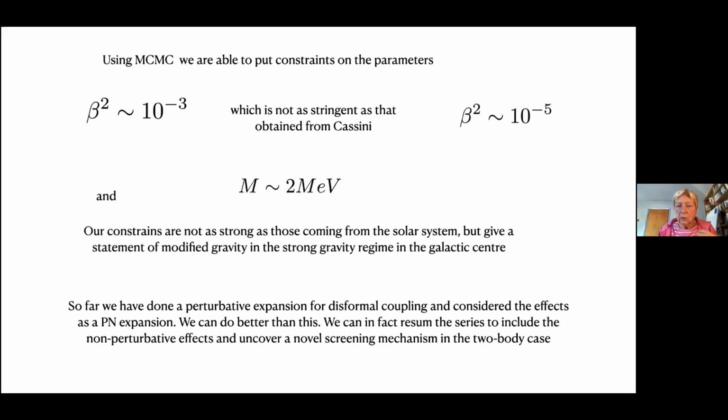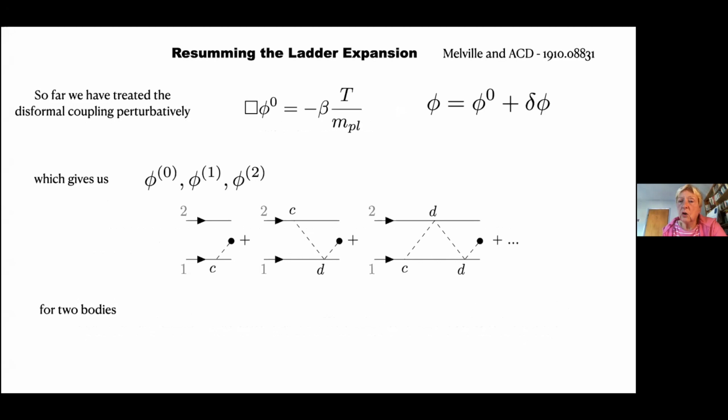Now, in order to extract it, I've done very much a perturbative expansion. The disformal coupling has been added in order by order. And we can actually do better than that. If we're clever, we can resum this and get a more non-perturbative effect. And in doing so, in the case of two bodies, we get a new screening mechanism. So this is work done with Scott Melville.